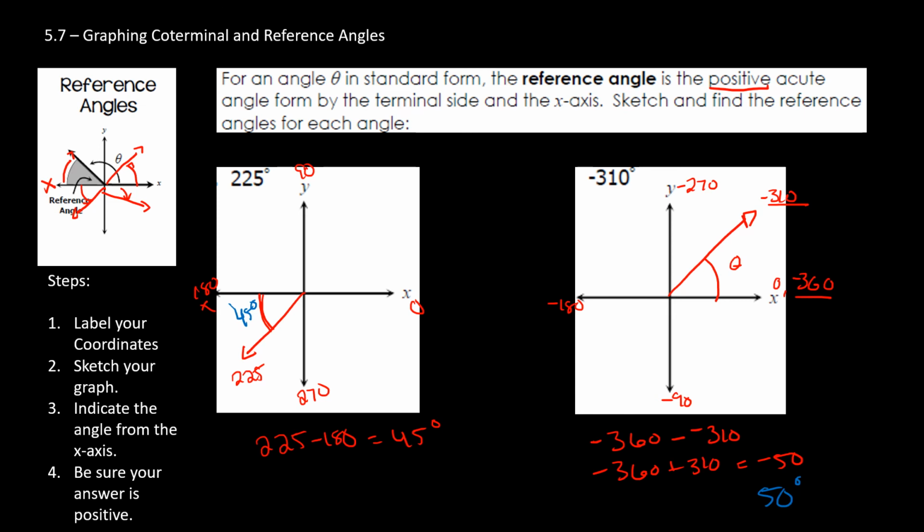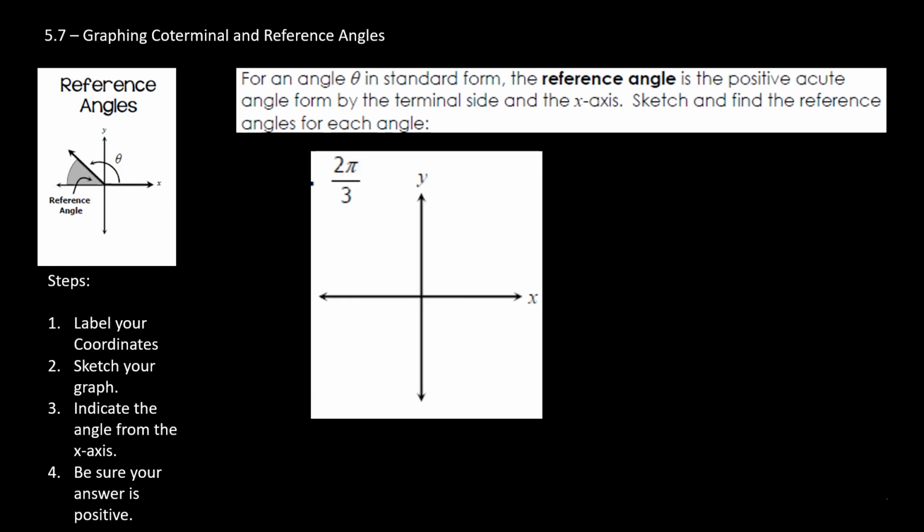In other words, if we were to take this angle and this angle, you would get 50 degrees. Okay, again, reference angles is just the angle between the indicator and that x-axis.